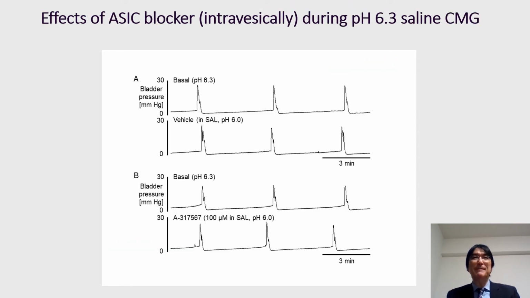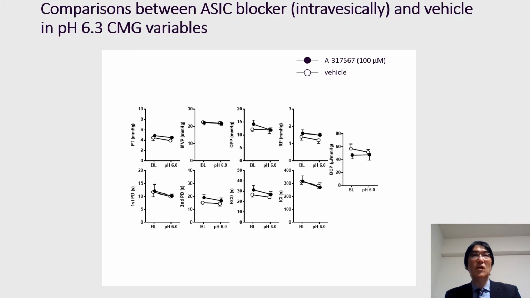The slide shows a representative picture of the effect of intravesical perfusion of ASIC blocker or vehicle during saline infusion CMG. As shown in this slide, the ASIC blocker produced no effect on the bladder activity. No differences are found between ASIC blocker and the vehicle in CMG variables measured.